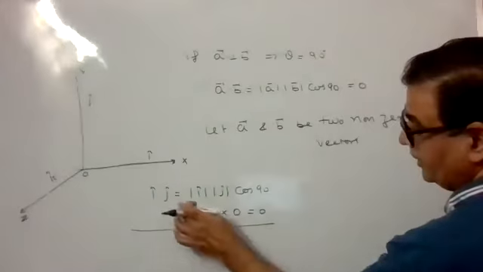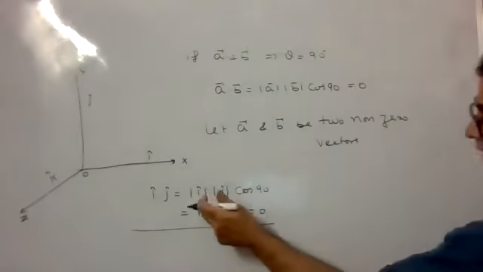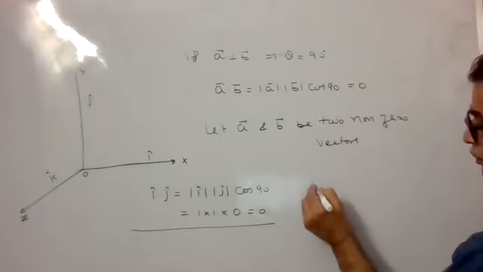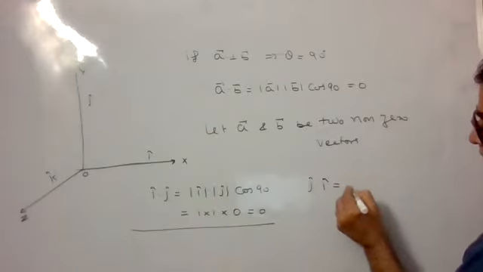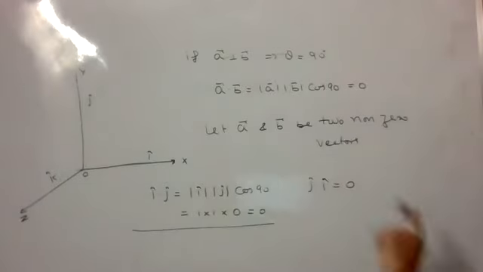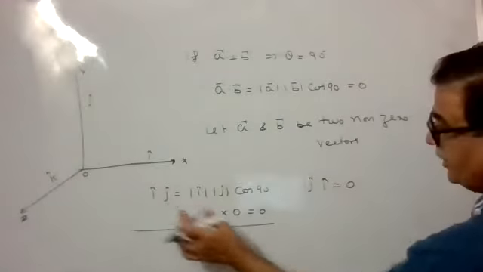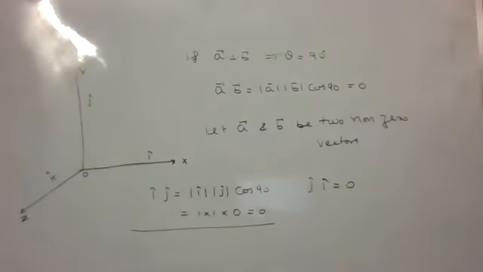Yes, i dot j is coming 0. In the same way, j dot i will also be 0 because you have done a dot b is b dot a. So i dot j is 0, that means j dot i is also 0. So you should remember this directly now.